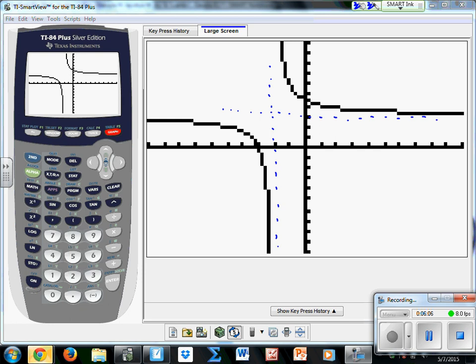And we can't have a graph without a hole. Our hole again is at x equals 2. So I'm just going to circle that right here. And our x-intercept is negative 3. As you can see, it intercepts right here. And that's it for our graph.